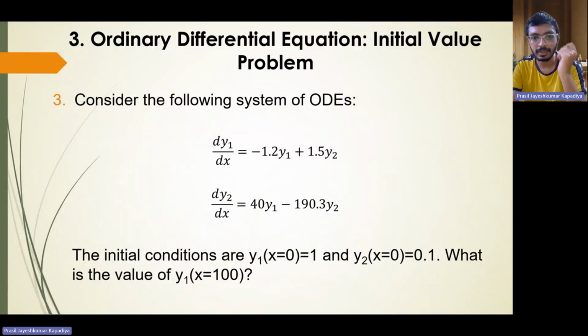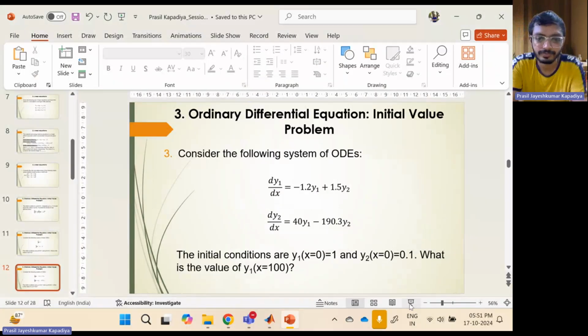One more problem we will be taking. The first equation is minus 1.2y1 plus 1.5y2 and the second equation is 40y1 minus 190.3y2, and initial conditions are given: x is equal to 0, y1 is equal to 1, x is equal to 0, y2 is equal to 0.1, and what is the value of y1 at x is equal to 100.